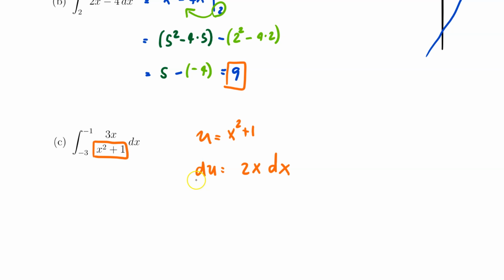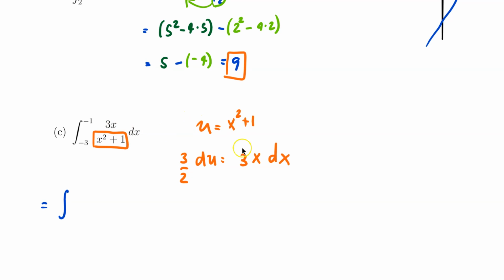So if I move 2 to the other side, I'm going to get 1/2 here. And I multiply 3 to both sides of the equation, so I get that 3/2 du is 3x dx, which is what we have here. So this integral now becomes the integral of 3/2 du over u now, because my u is x squared plus 1 and my 3x dx is just 3/2 du, so that's what we have here.